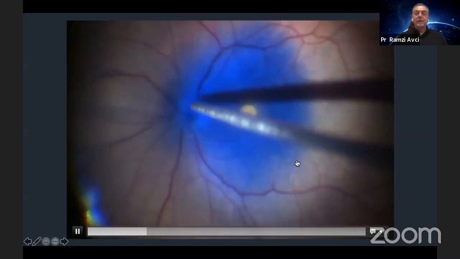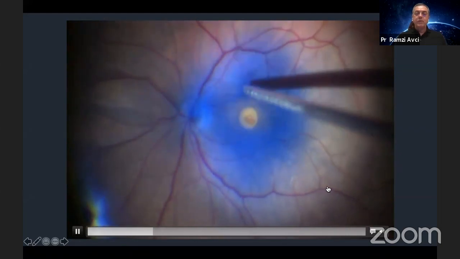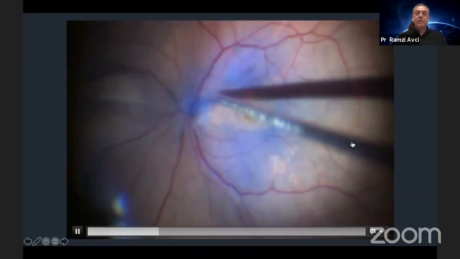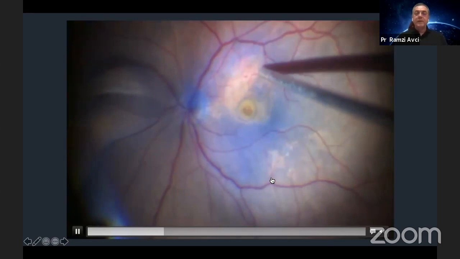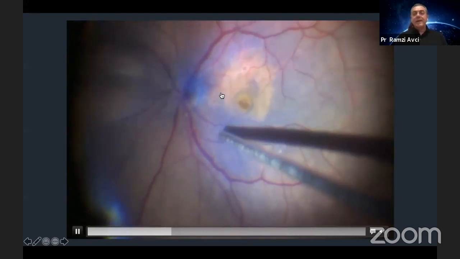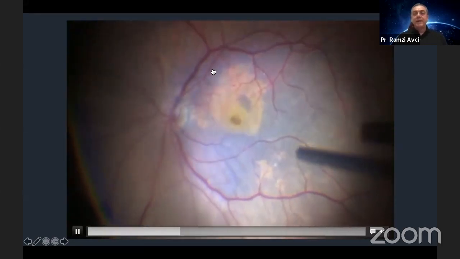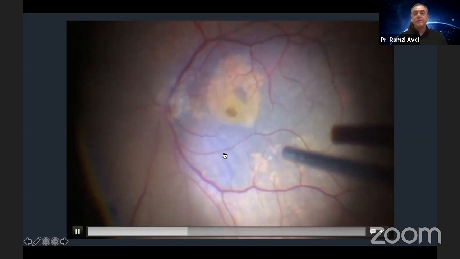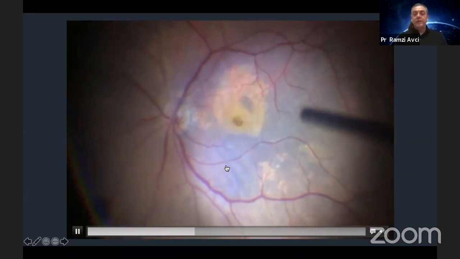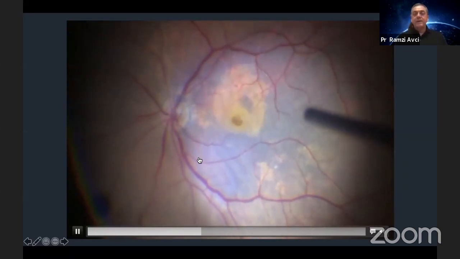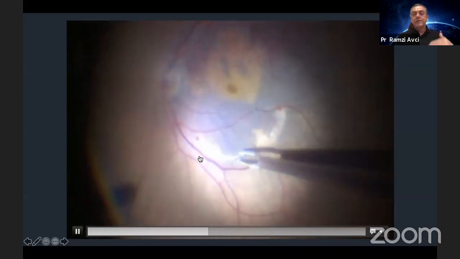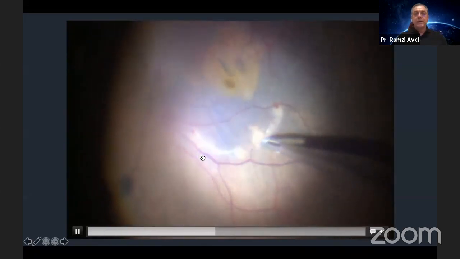So we usually use Brilliant Blue. When we remove the dye, you can see exactly the same area is the peeled ILM area, and this is the unpeeled ILM area. This is the closest area. So we will create a flap here and make it upside down on the macular hole area.